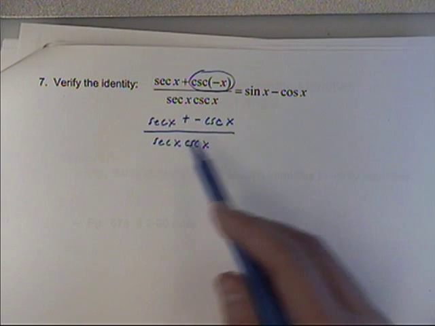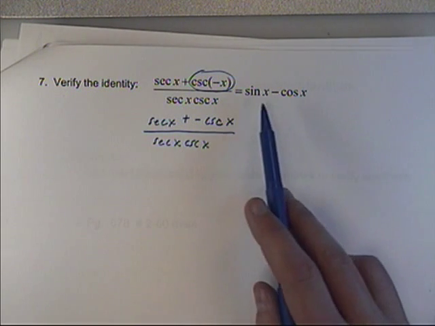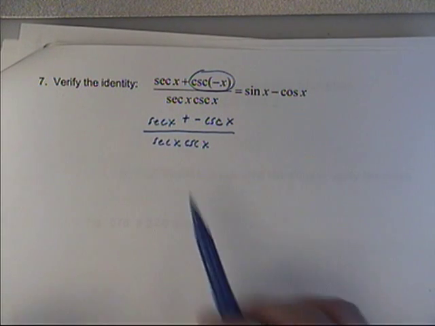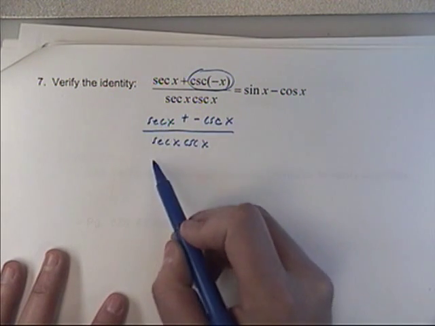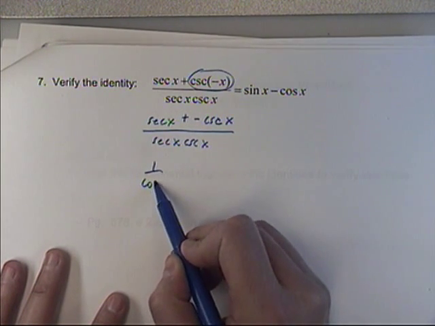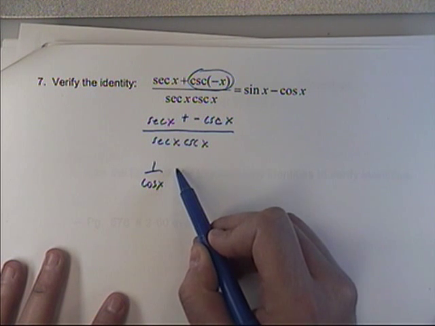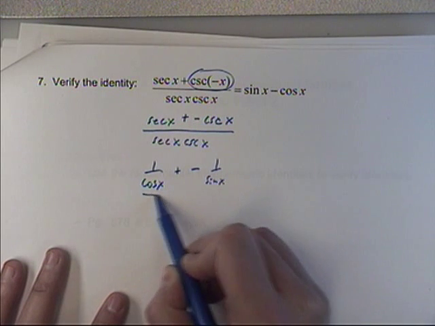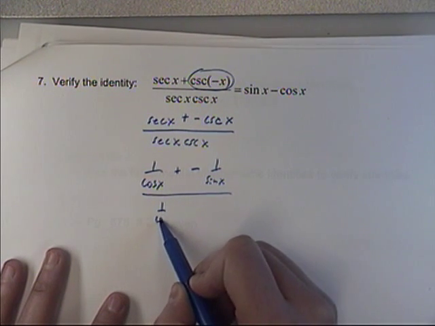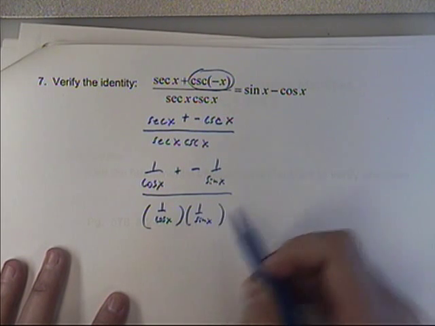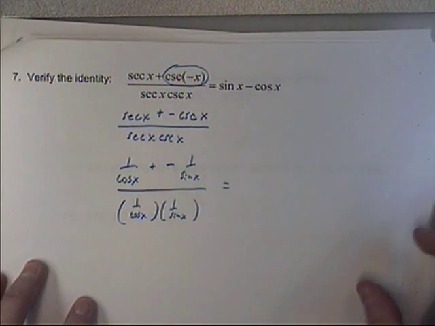Okay. Now basically I'm just going to try to simplify this left-hand side to be equal to sine minus cosine over there. So secant, this one and this one, are 1 over cosine, and cosecant is 1 over sine. And on the bottom you have 1 over cosine times 1 over sine. Okay, I'm going to clean this up a little bit.